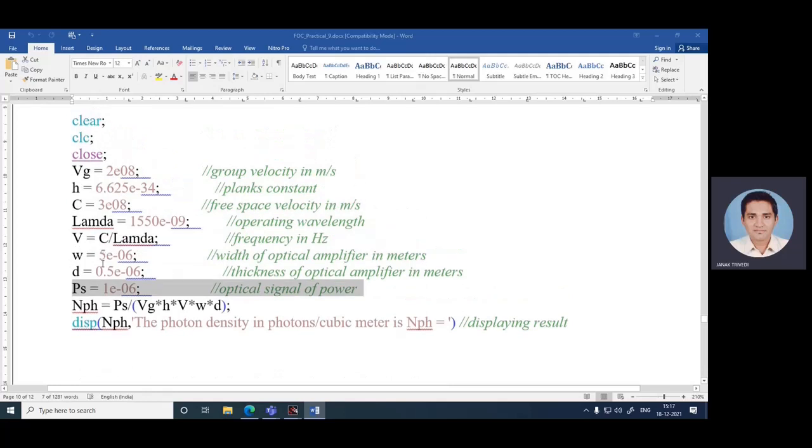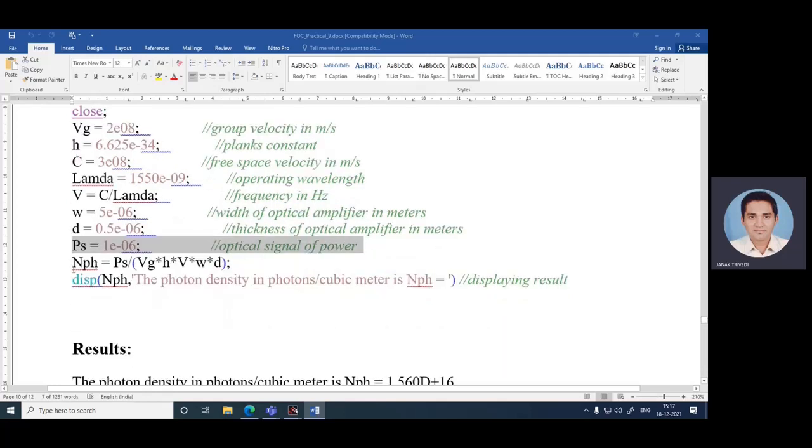And then we use equation 9.1 for calculation of photon density. So NPH equal to PS divided by VG HV WD. And finally displaying the result with the help of this function, NPH, the photon density in photons per cubic meter. Let's try to run this code in the Scilab.